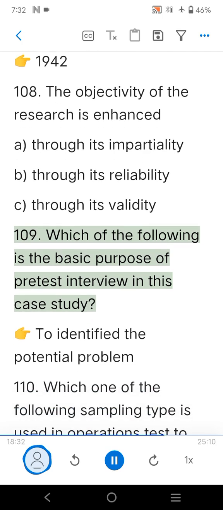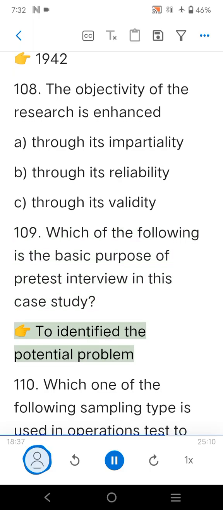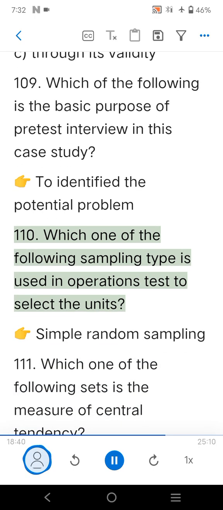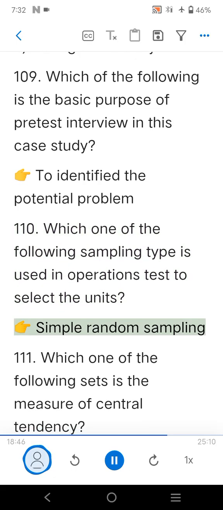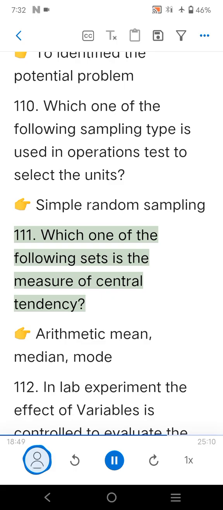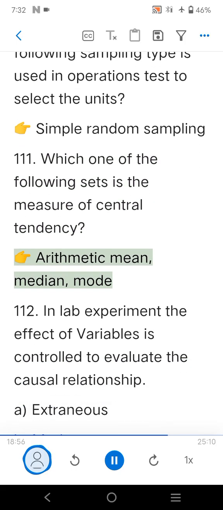109. Which of the following is the basic purpose of pretest interview in this case study? To identify the potential problem. 110. Which one of the following sampling types is used in operations test to select the units? Simple random sampling. 111. Which one of the following sets is the measure of central tendency? Arithmetic mean, median, mode.